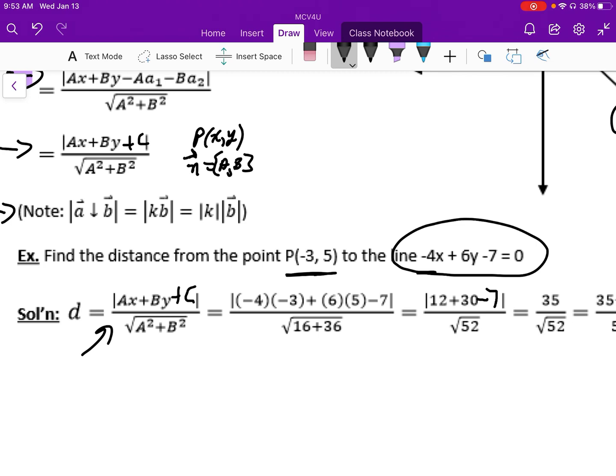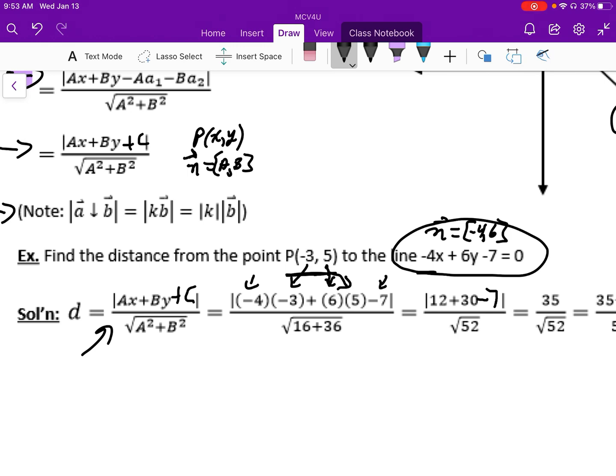Substitute the values in. Look at the normal vector, the line itself, the -4, the 6, the -7 from the line stay. You substitute the -3 and the 5 into the equation up top. It's the absolute value. You end up with 35. You find the magnitude of the normal vector. We notice that the normal vector here is -4, 6.